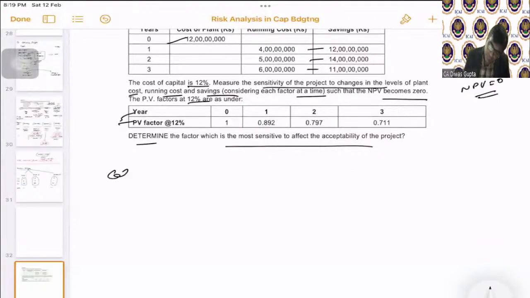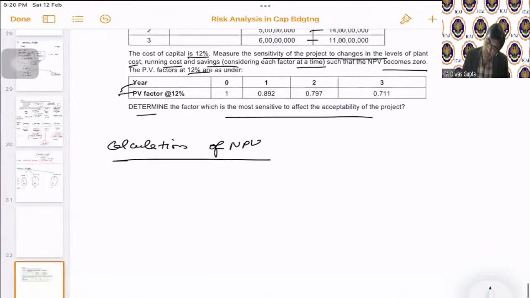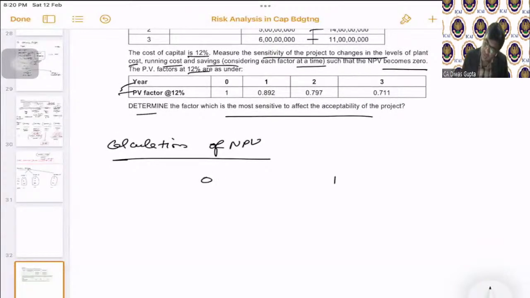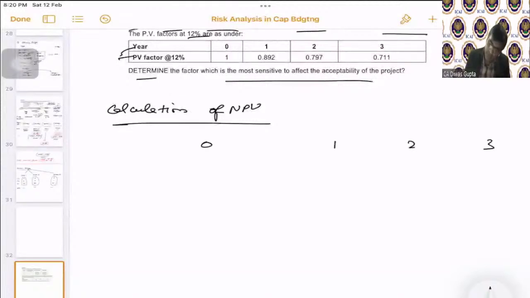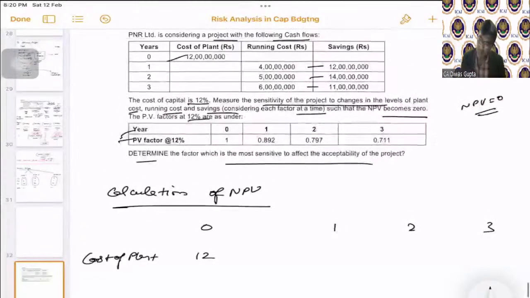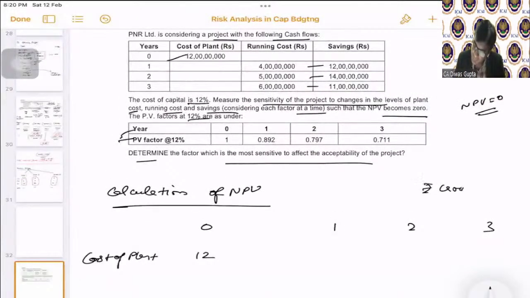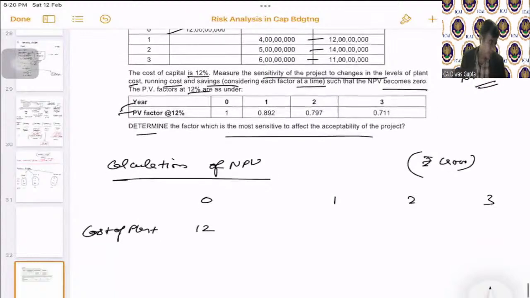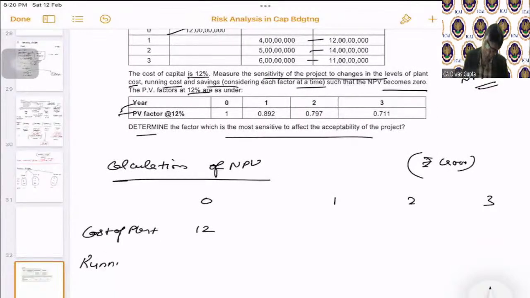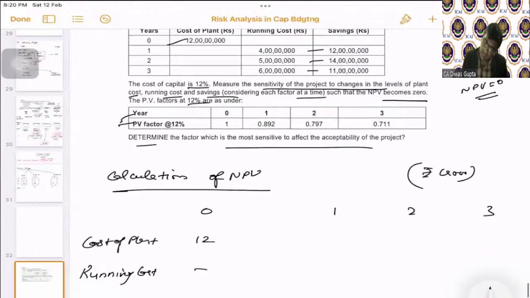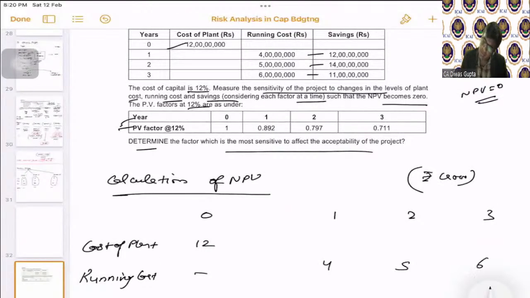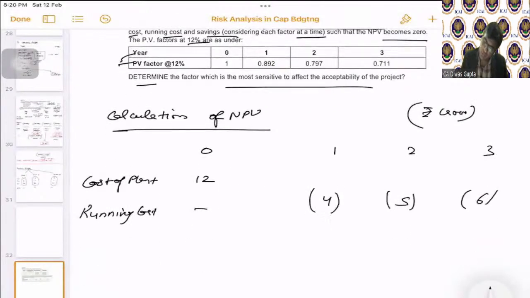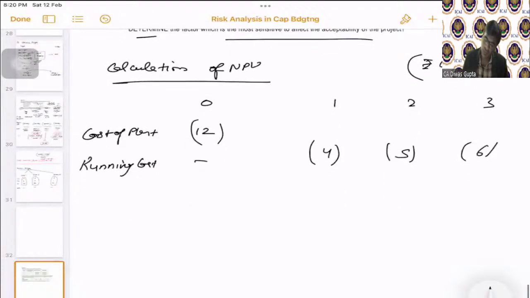So first of all, calculation of NPV. We will take 3 years: 0, 1, 2, 3. First of all, the cost of plant is 12. I am putting everything in rupee crores here. So 12 crore. Then running cost is how much? Nil, 4 crore, 5 crore, and 6 crore. This is a negative cost, an outflow. Similarly, this 12 crore is also an outflow.